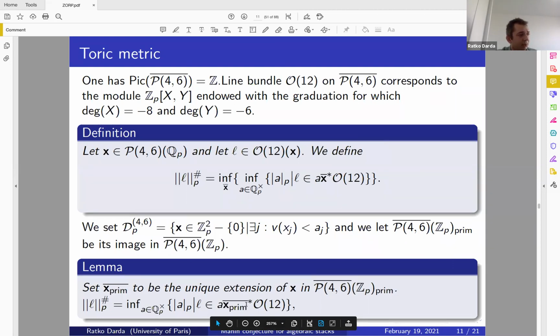If you have some X primitive and you take some other X, which is, let's say, divisible by more powers of P, then this ideal is going to be smaller. Sorry, the ideal is going to be smaller, and hence the valuation of A must be smaller, and consequently the p-adic absolute value of A is bigger. So this infimum is attained for precisely this lift.